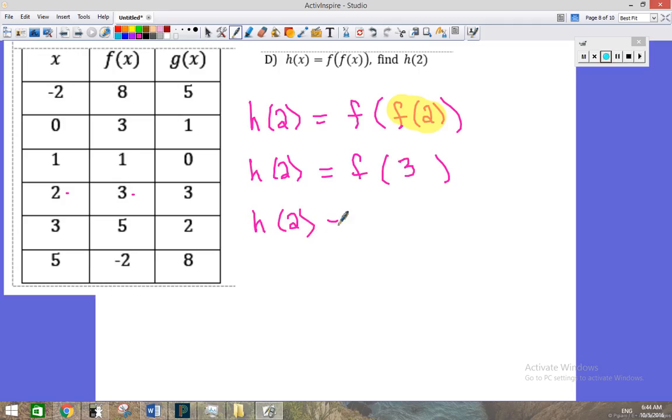See, we're not even using g. Not for this one. When x is 3, f is 5. Alright.